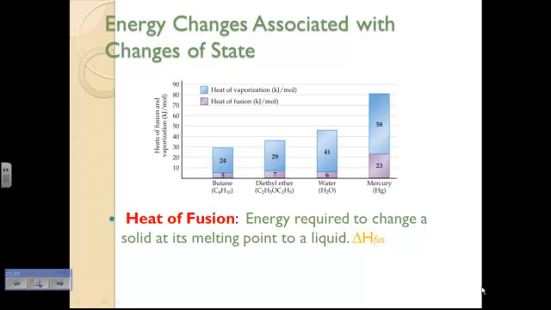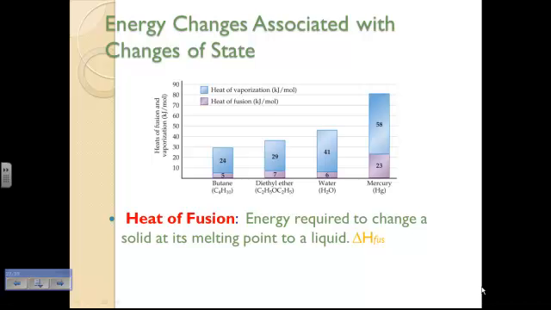Now in this particular slide, they're showing us some examples of heats of fusion, and they're colored in purple, pink, whatever that might be. They're the bottom part. Butane, 5 kilojoules per mole. Diethyl ether listed as 7. Water is 6, and mercury much higher, 23. Water will be one that we end up memorizing because we use it so often. 6.01 will be the number we plug in.